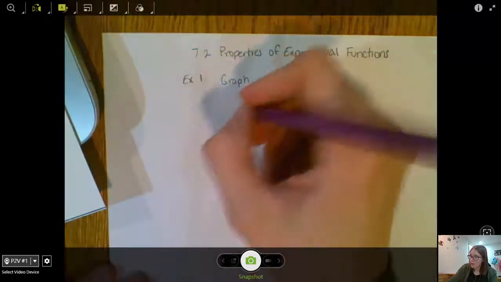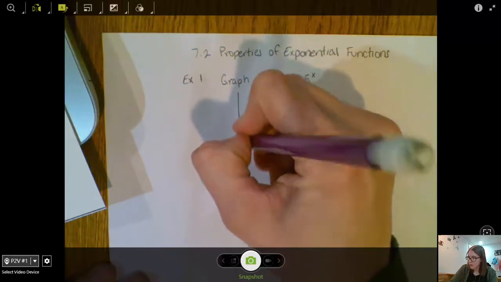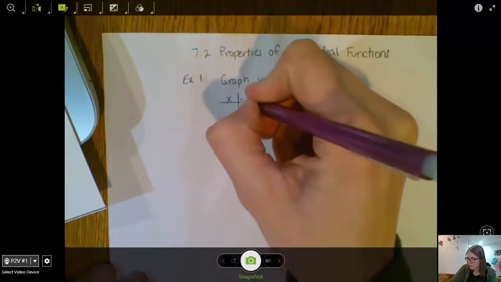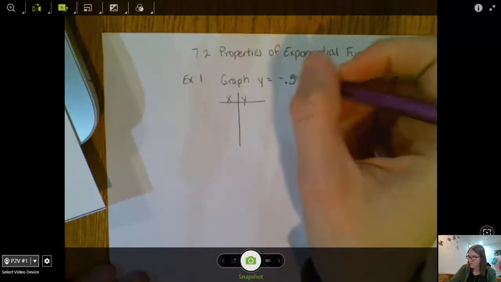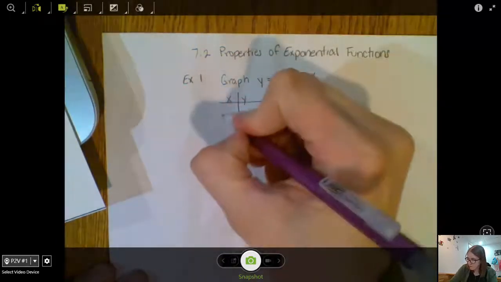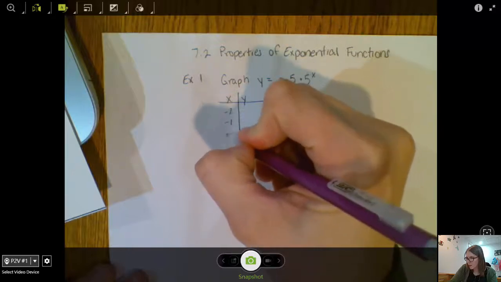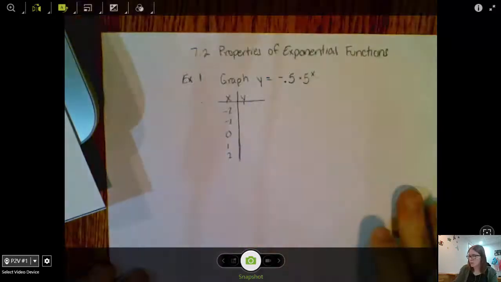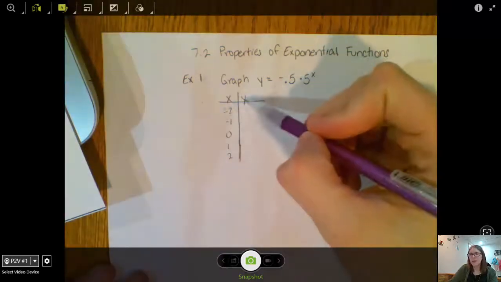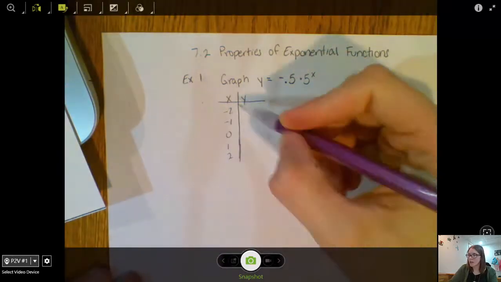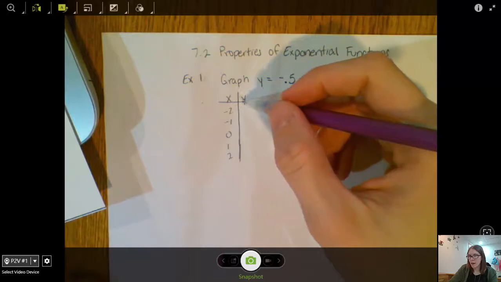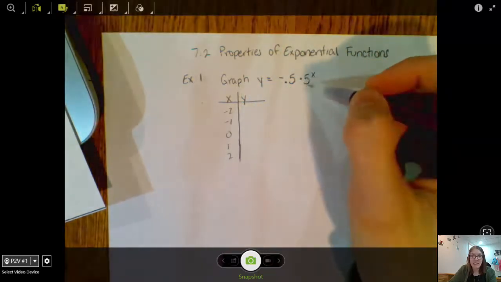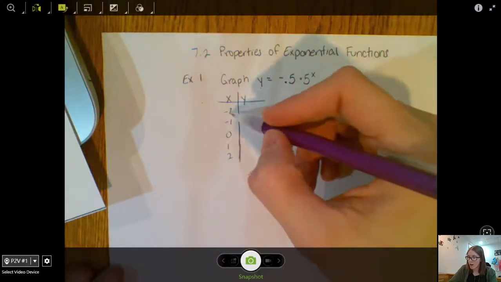So I'm going to start off by making a table of values. -2, -1, 0, 1, and 2. And for my table of values, I could do this a couple different ways. I could just take each x value and plug it in. That's probably the easiest thing to do. And that's what I'm going to do here.